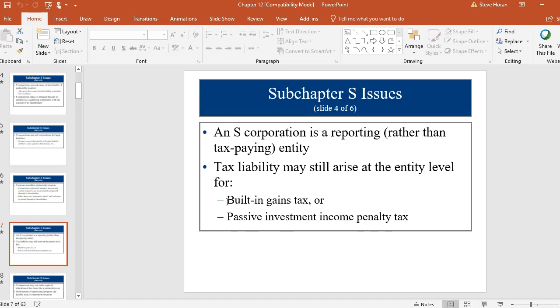So again, it's a reporting entity, not a tax-paying entity, except for a few little minor issues which will come up. I know for sure we'll look at a built-in gain problem. And I think we have one that deals with PII, the passive investment income penalties. So we'll look at a couple of homework problems that deal with some of those little exceptions. They're not difficult by any means, just be aware of them.